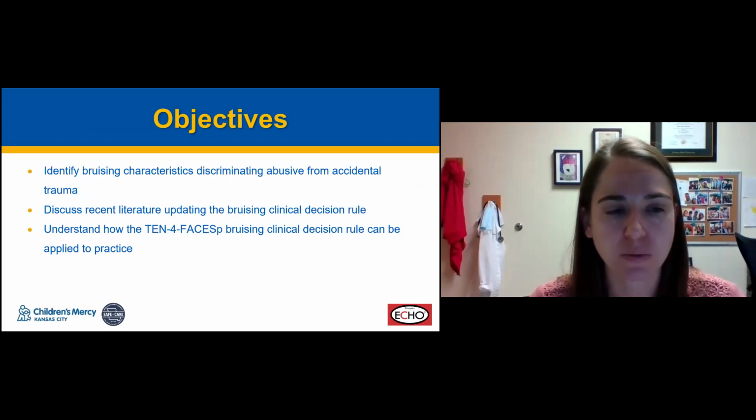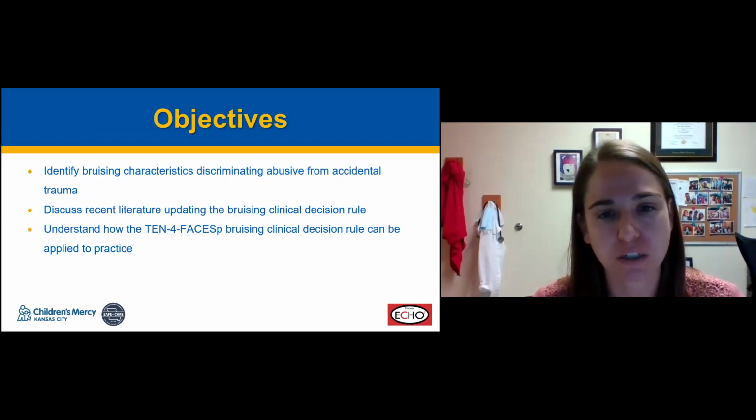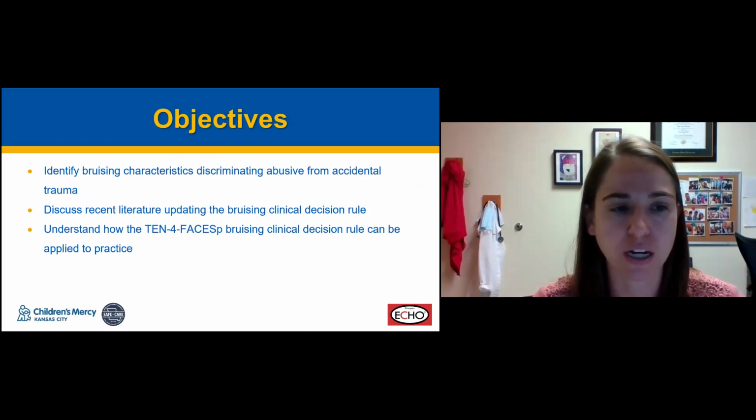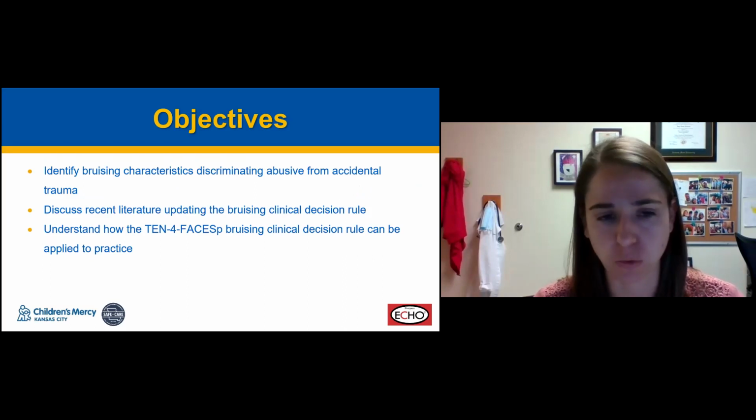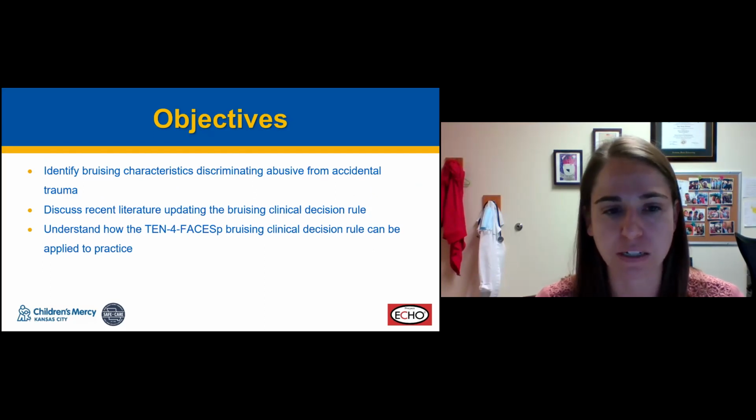So today we'll talk about bruising characteristics that can help discriminate abusive from accidental trauma, and we'll discuss the literature around this bruising clinical decision rule known as 10-4 FACESp. Some of you might be familiar with this already. If you're not, that's okay. We'll go into details about it today and talk about a recently published study regarding this and how it can be applied to practice.